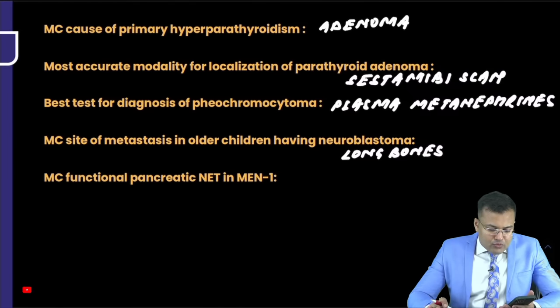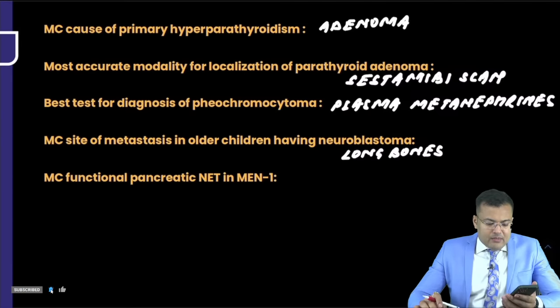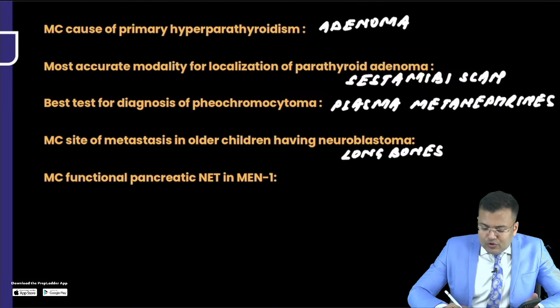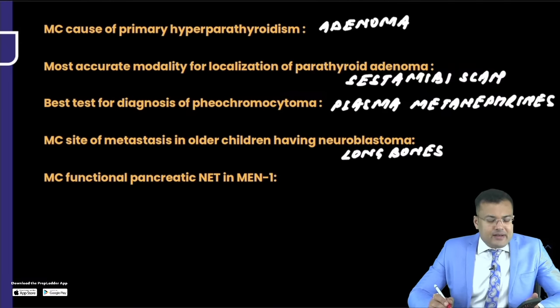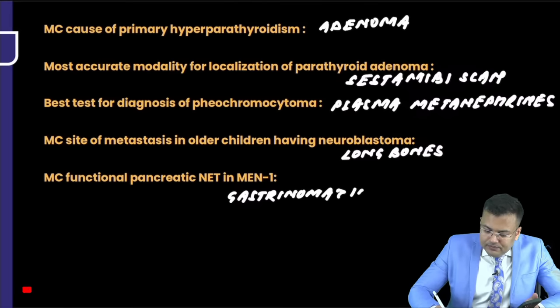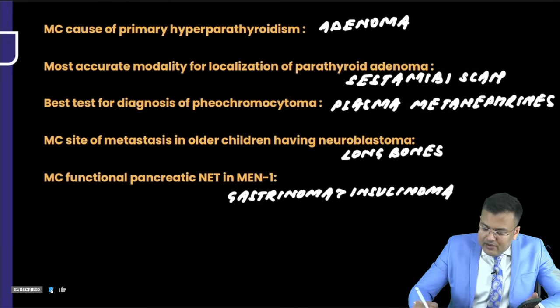Yes, Uma Pongkundran. Uma, correct. Yes, very good. Salmonella, Campylobacter, Ankit Gujjar, very good. Sherin, all of you are correct, guys. It is gastrinoma followed by insulinoma. So most common functional pancreatic neuroendocrine tumor in MEN 1 is gastrinoma, followed by insulinoma. Clear?